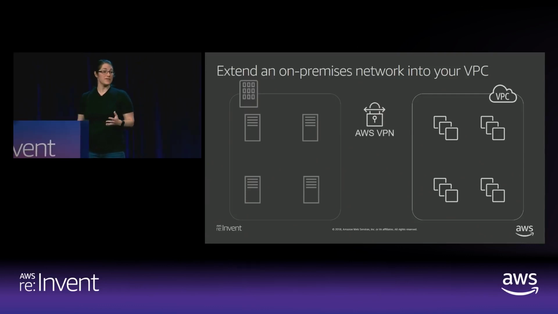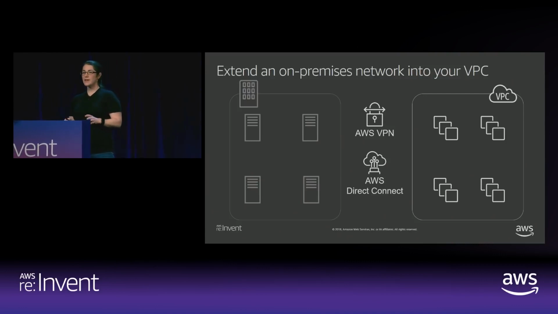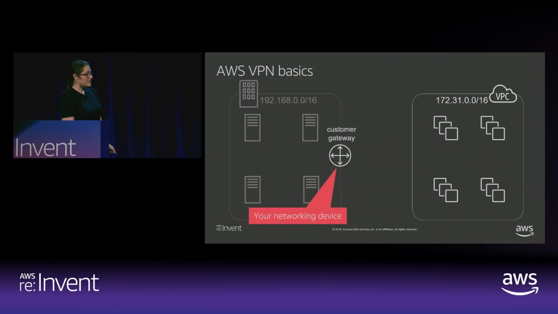So there are two technologies for achieving connectivity between your on-premise network and your VPC. Those are AWS VPN, or Virtual Private Network, and AWS Direct Connect. I'm going to describe each of these at a really high level, because they're massive topics on their own. If this is a use case you're interested in, I definitely suggest going to one of the deeper dive sessions on each of these technologies. So let's look at VPN first.